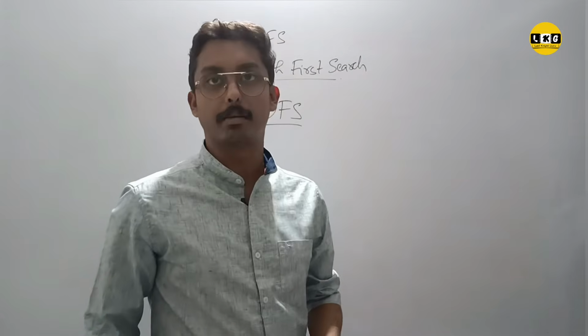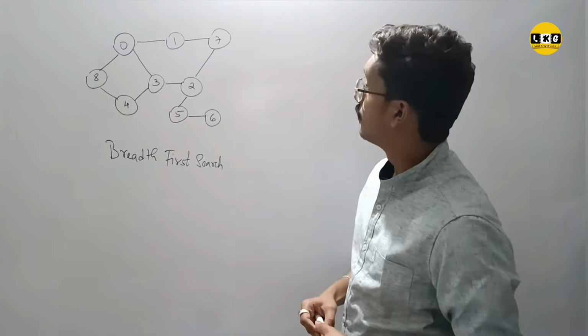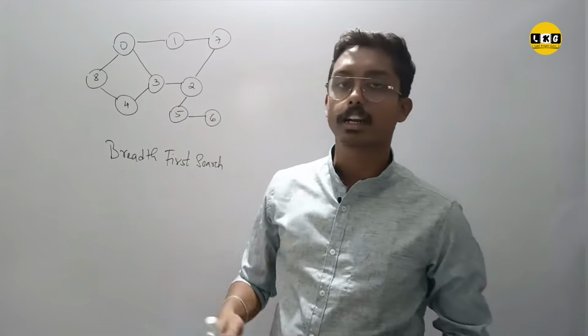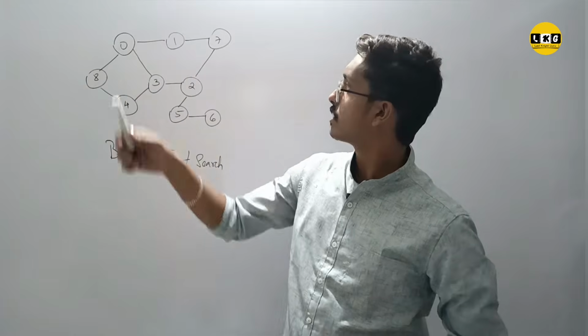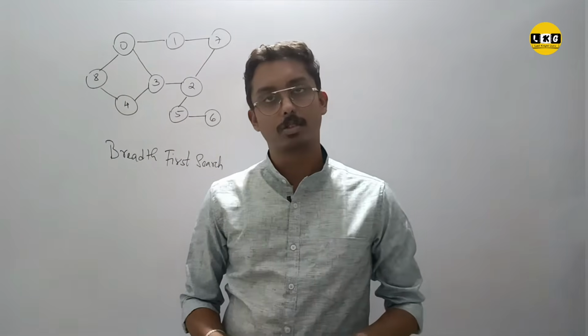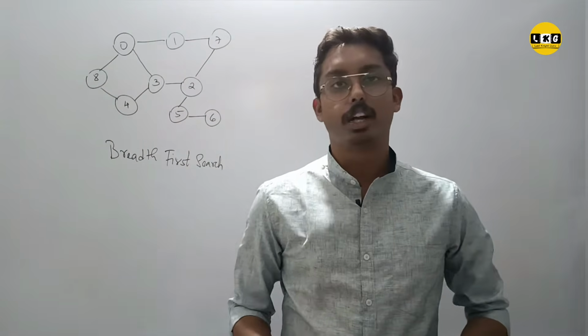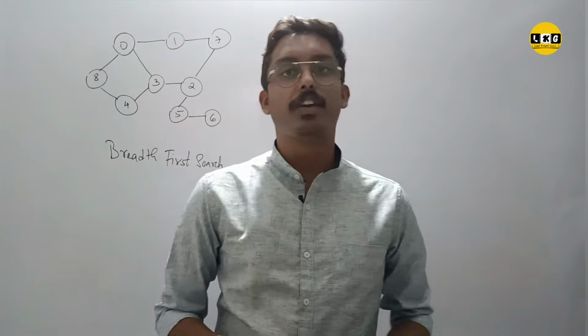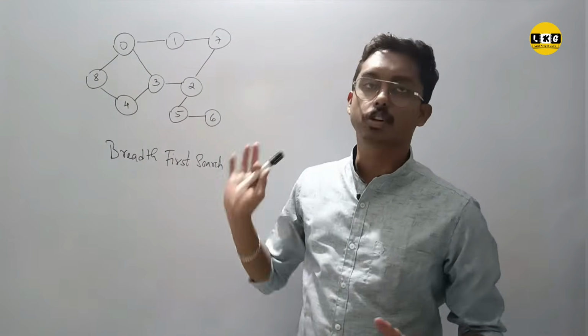Let us look at the example. So this is the example for breadth first search. This is a cyclic graph where we have cycles and it is an unweighted graph. There are no weights. If there are weights also, they will not be taken into consideration. We are just traversing through the nodes of this graph.